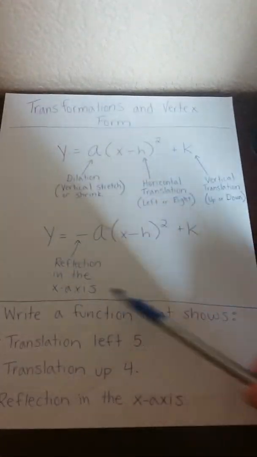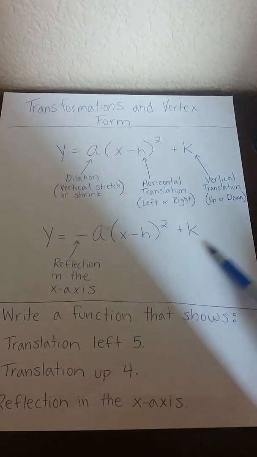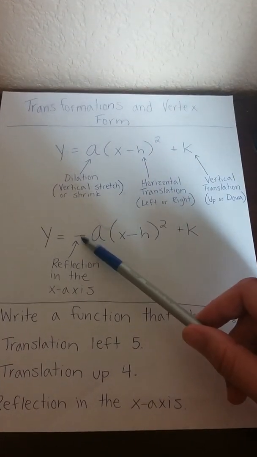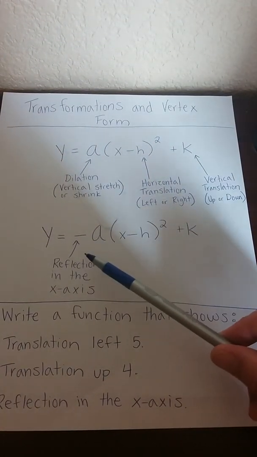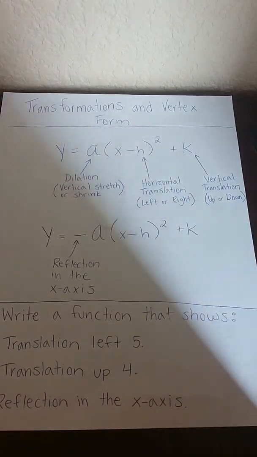Now, we could also have a negative in front, so this is the same formula, but with a negative in front. And a negative means that you have a reflection in the x-axis.